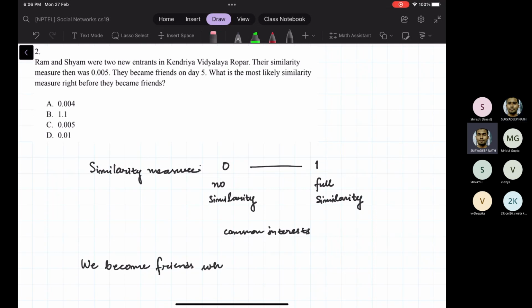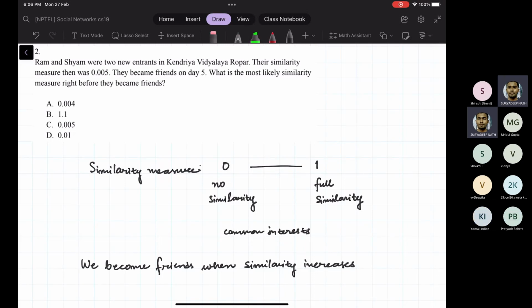when similarity increases. So just before becoming friends, our similarity increases. Now it is said that the similarity was 0.005. So after that, they became friends.